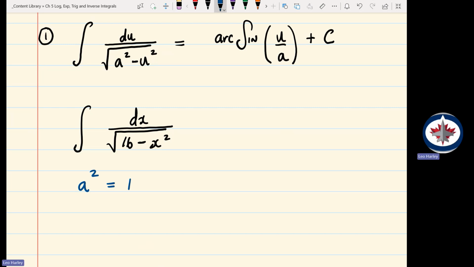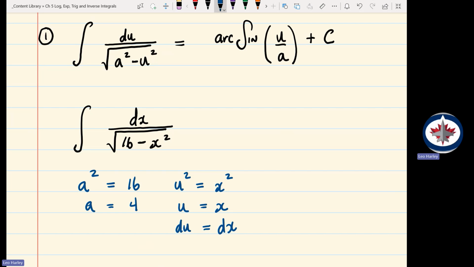When we take a look at this here, is it clear what a squared is? It is 16. Therefore, what is a? 4. Based on what we see, what is u squared? u squared is x squared. So then what is u? x. And then what is du? 1 dx, or just dx.